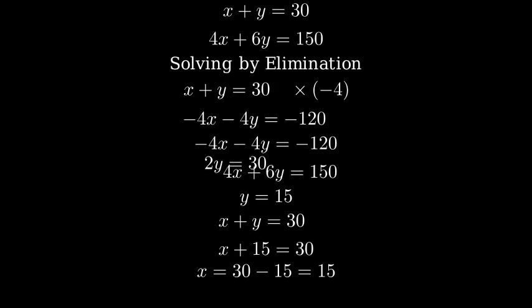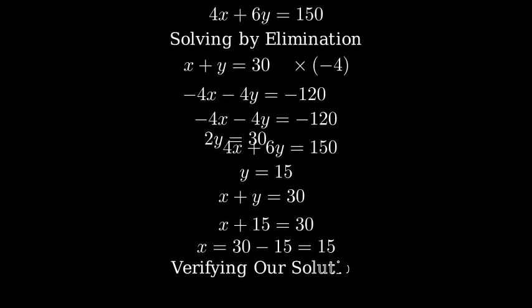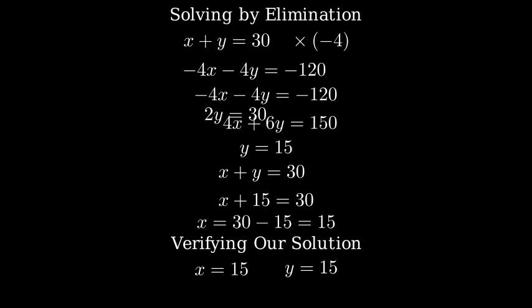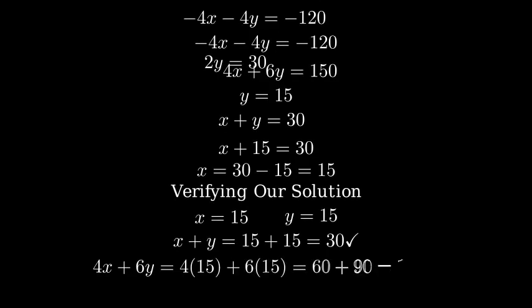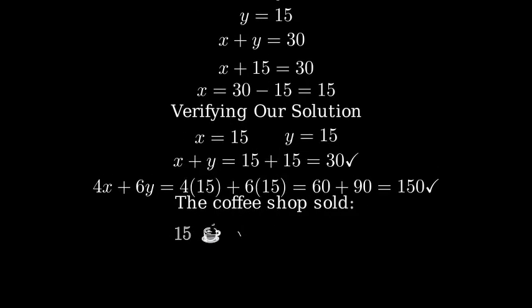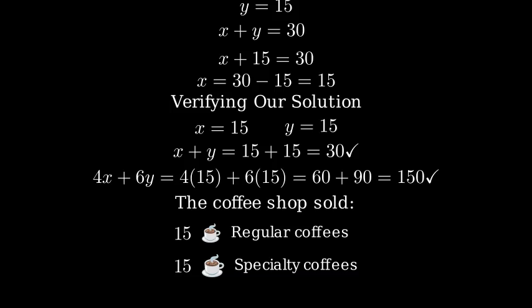Let's verify our solution. We found x equals 15 and y equals 15. Let's check if these values satisfy our original conditions. First, x plus y equals 15 plus 15 equals 30. Check. Second, 4x plus 6y equals 4 times 15 plus 6 times 15 equals 60 plus 90 equals 150. Check. So the coffee shop sold 15 regular coffees and 15 specialty coffees on Monday.